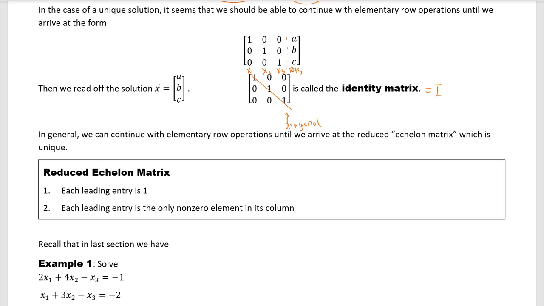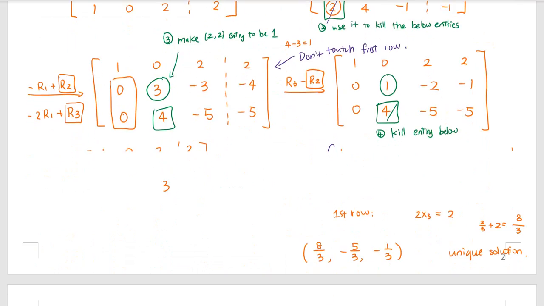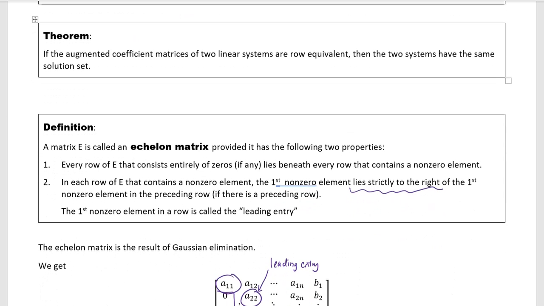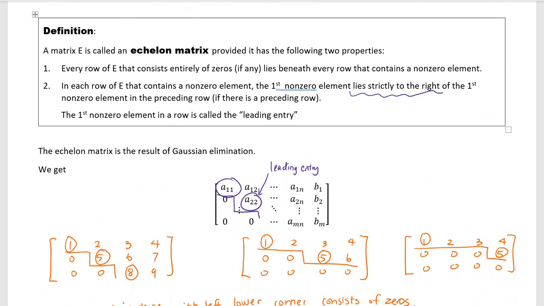Do you still remember what an echelon matrix is? Let's see, this is our note from the last session. An echelon matrix satisfies two properties. Every row of E that consists entirely of zeros lies beneath every row that contains a non-zero element. And in each row of E that contains a non-zero element, the first non-zero element lies strictly to the right of the first non-zero element in the preceding row, if there is a preceding row. So this tells us we have a stair shape, okay?